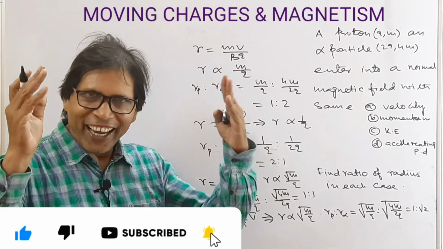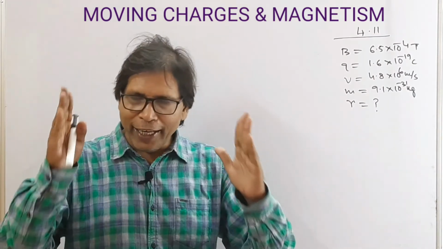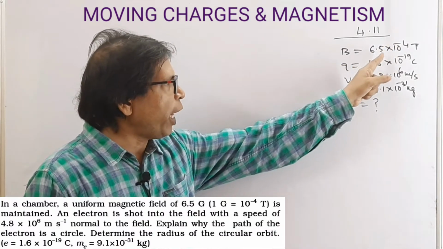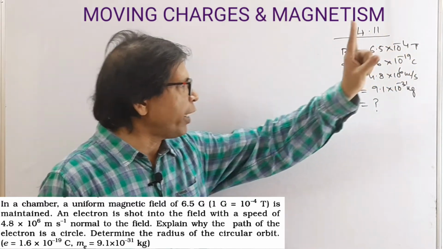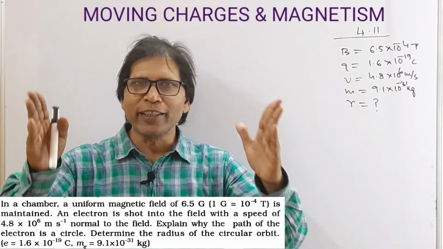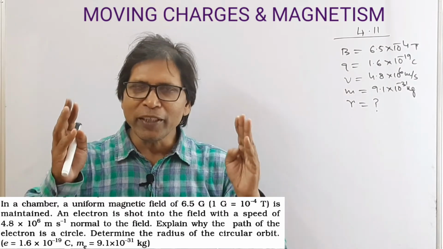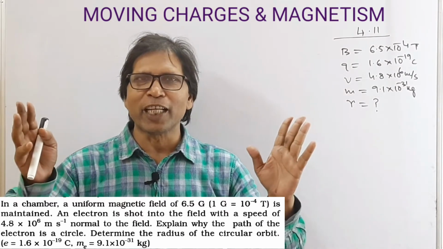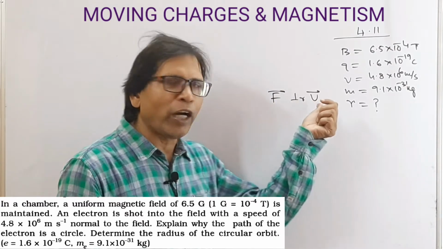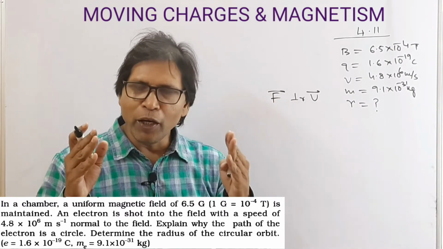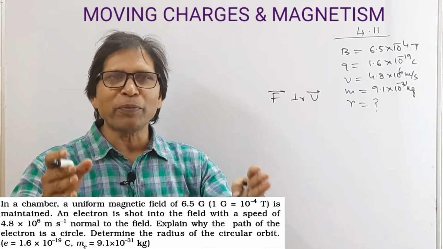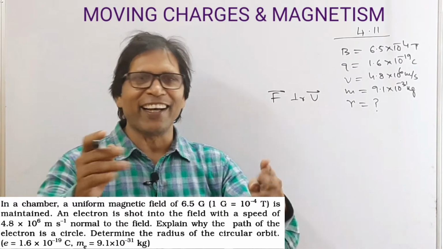Okay, now NCERT numerical. An electron enters a magnetic field of 6.5 × 10^-4 Tesla with velocity 4.8 × 10^6 meter per second. What will be the nature of the trajectory of the charged particle? You know, the force vector is perpendicular to the velocity vector, and v is also perpendicular to the magnetic field vector. So the nature of the trajectory is a circle.